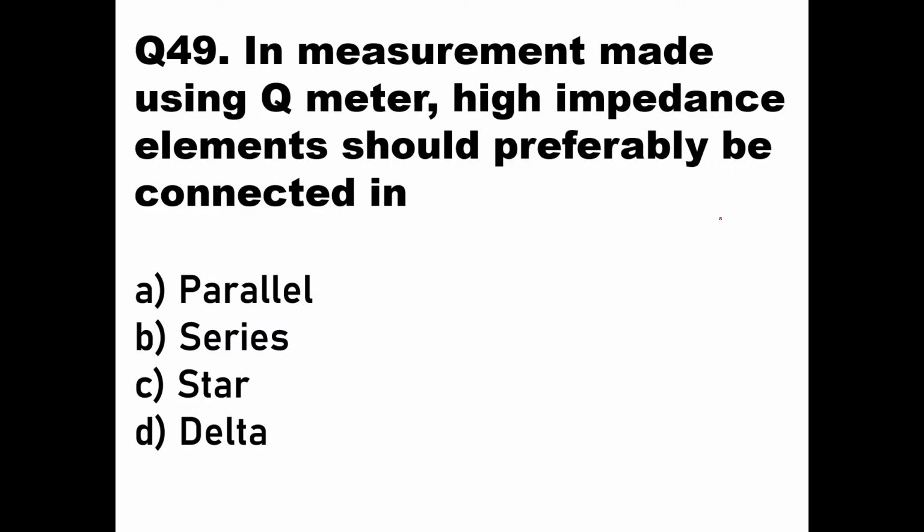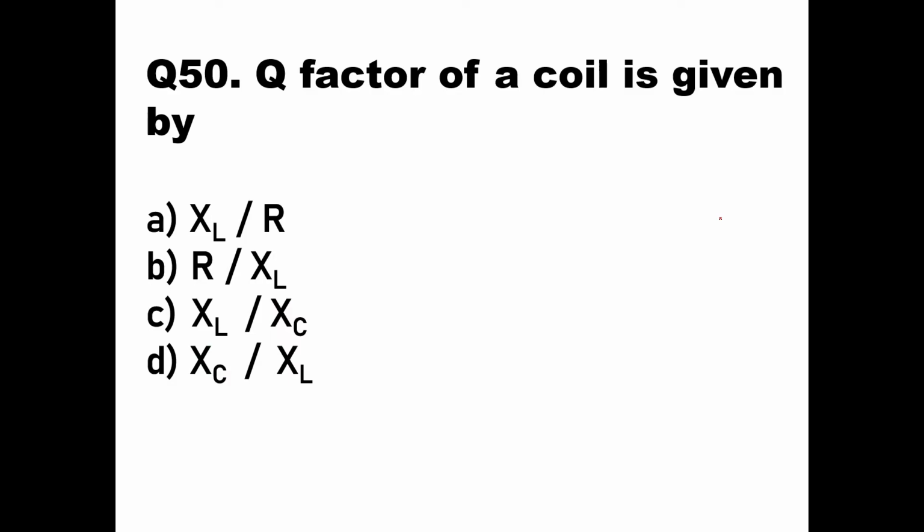In measurement made using Q meter, high impedance elements should preferably be connected in what? If you want to measure high impedance elements using a Q meter, they should be connected in series. So here the option will be B, series. Then we'll go to the next question. Question number 50. Quality factor of a coil is given by XL upon R, where XL is the impedance of the inductor, 2 pi FL. So A should be the answer here, XL upon R. Then we'll go to the next question.